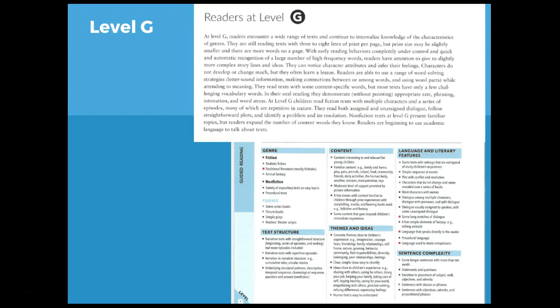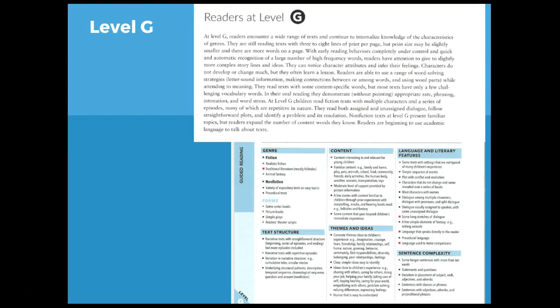They encounter a wide range of text. They still are reading text with 3 to 8 lines per page, but the size is smaller and there's more words on the page. They're starting to have a large number of high-frequency words, and they have to pay attention to slightly more complex storylines. They're beginning to notice character attributes and further feelings of the characters and how they might change. In this particular level, they're able to use a wide range of word-solving strategies, making connections using word parts while attending to meaning.